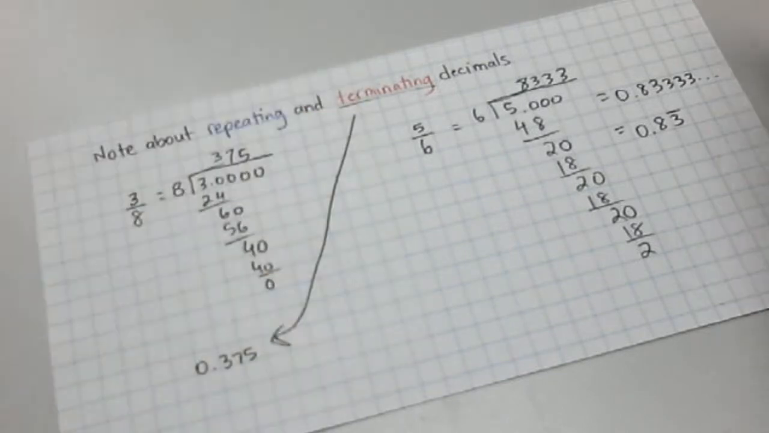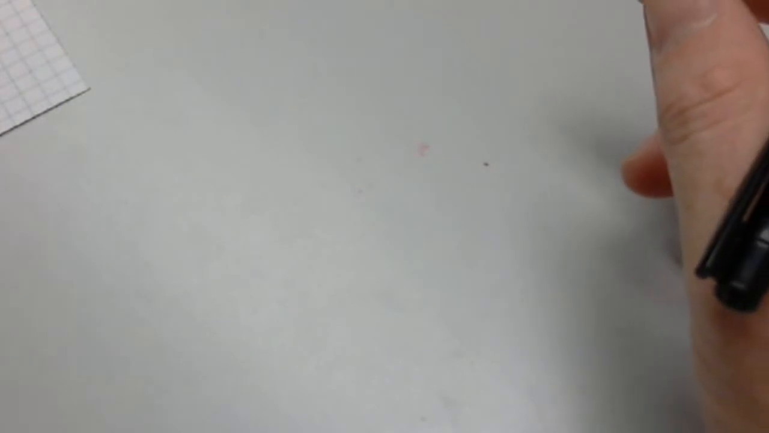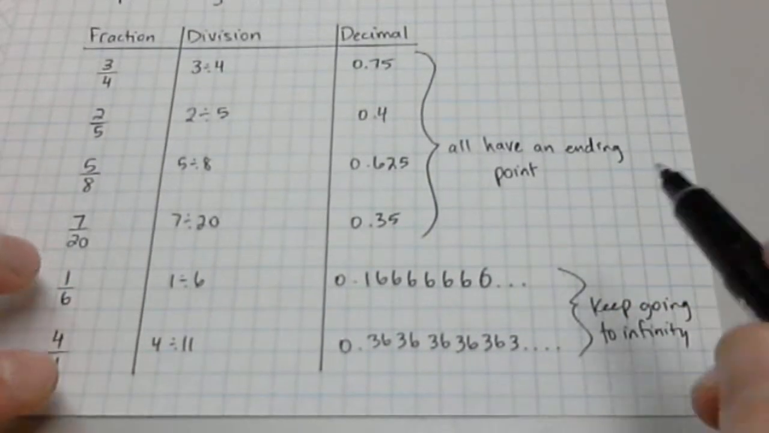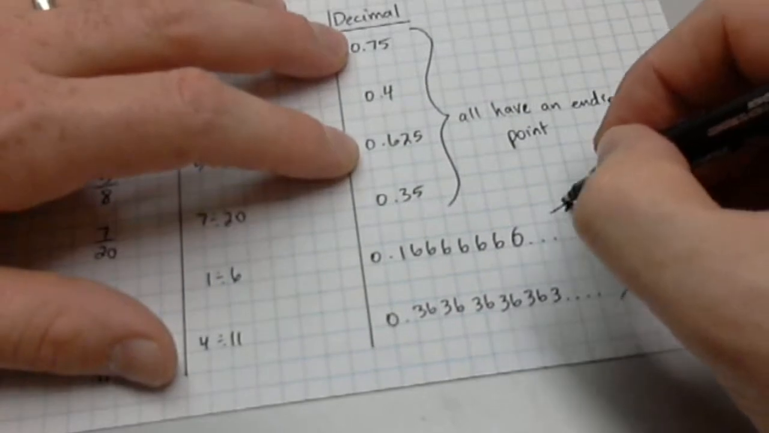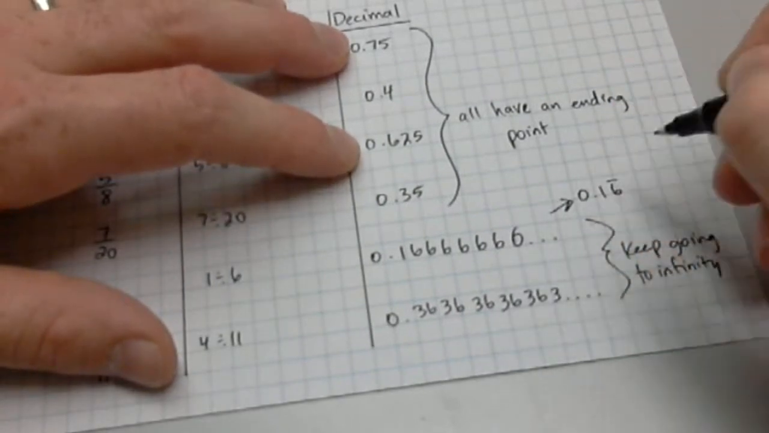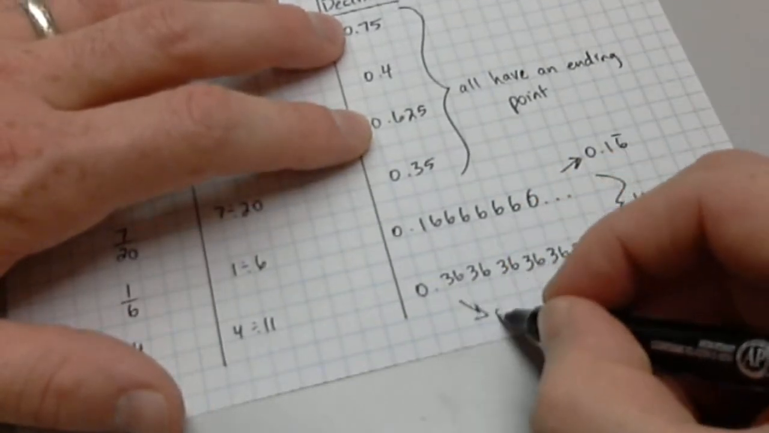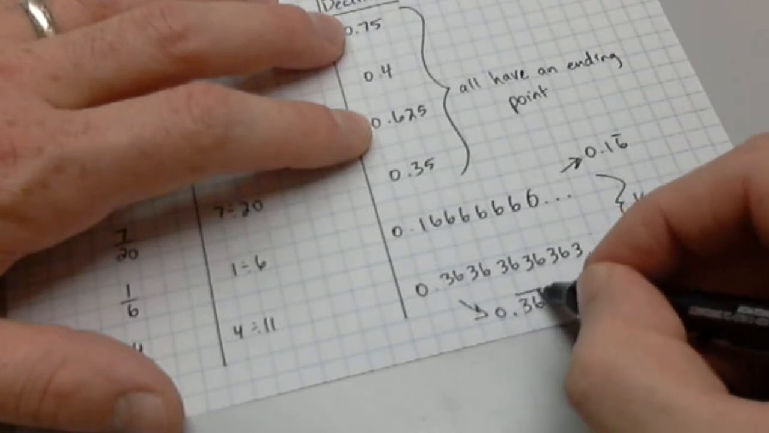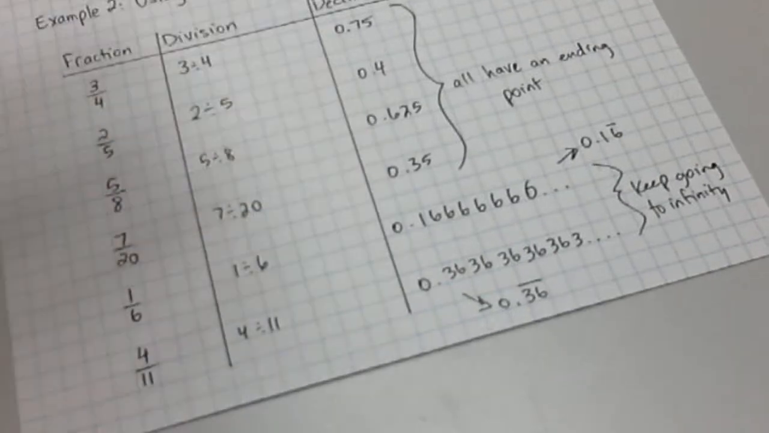So with our example here, 0.1666666 and on, what you would say is that's 0.16 with the repeat there. For this one that has a repeating pattern, we would say it's 0.36, but then put the line over the part that repeats. So we know that this, with that line, means that the 36 repeats over and over again. Okay? So that's that stuff.